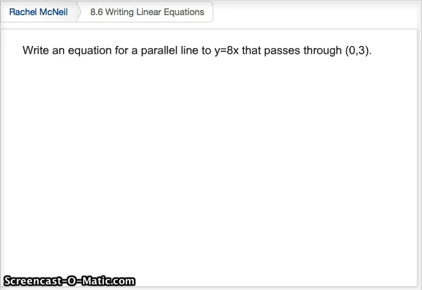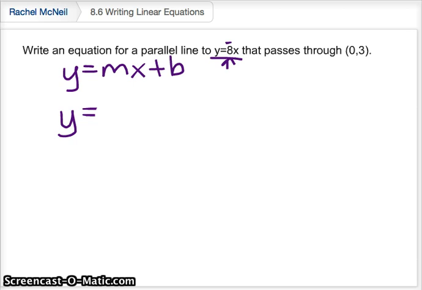Write an equation for a parallel line to y equals 8x that passes through the point 0, 3. Well, for a parallel line, I'm going to write my y equals mx plus b so I can be looking at it while I'm doing this problem. For a parallel line, I know that means that the slope is the same, and the slope is the coefficient of x in the linear equation. So in this example, it's going to be 8. Since it's parallel, it has to have the same slope, so I'm going to write out my equation with y equals 8x.